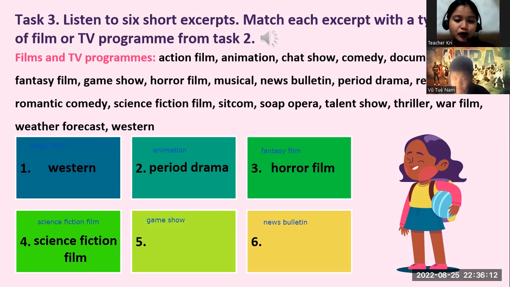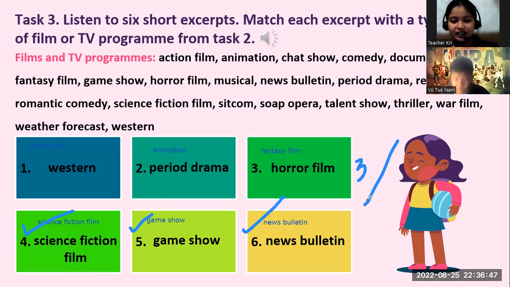Okay, and for number four, you're correct. It's science fiction film because it's not true actually. It's all about the universe. It's all about the gadgets or technologies. Okay, and for number five, that's all right. It's a game show. And for number six, it's a news bulletin because it gives news. Okay, so for this activity, you've got three correct answers. So it's 3/6.